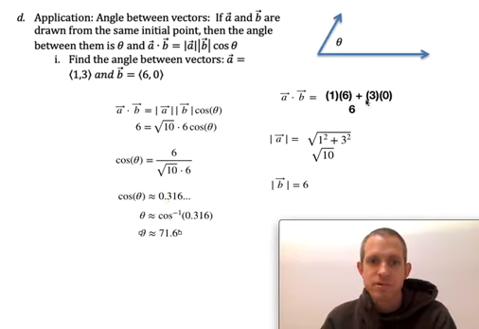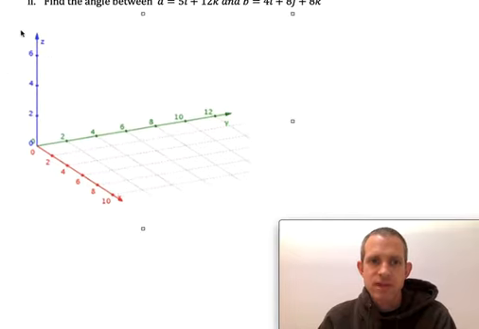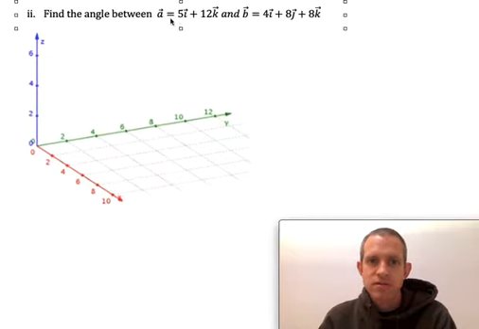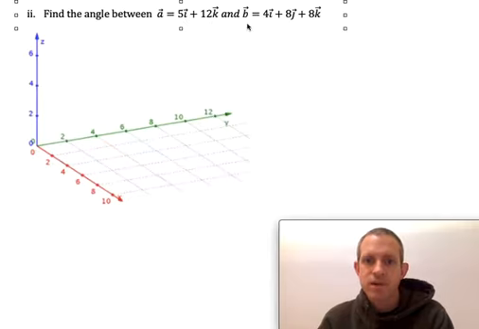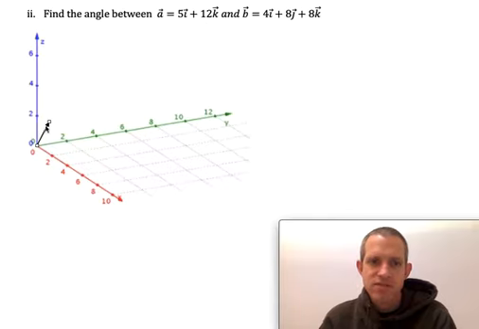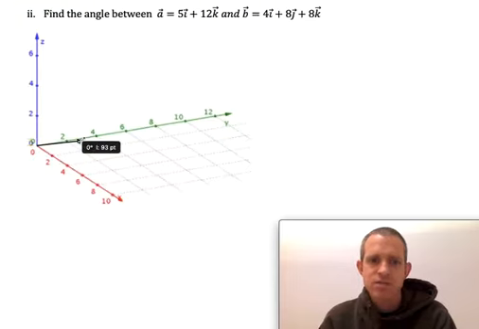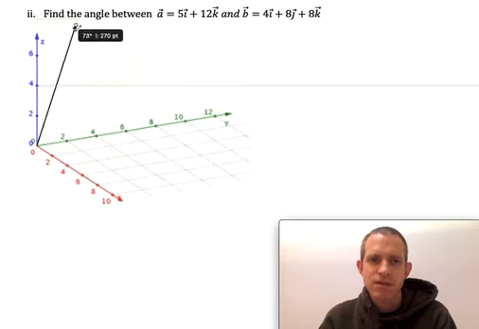The same process can be done in 3 dimensions. And so let's try a moment to find the angle between the vector 5i and 12k and the vector 4i plus 8j plus 8k. Let me first start by just kind of drawing that. So let's make a vector that is 5i plus 12k. That means 5 steps in the x direction, it should be down this way, and then no steps in the y direction because there was 0j, and then 12 steps in the z direction, just straight up. And so that might be something kind of like this.